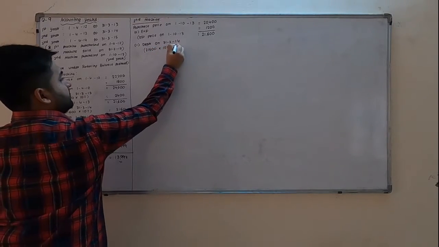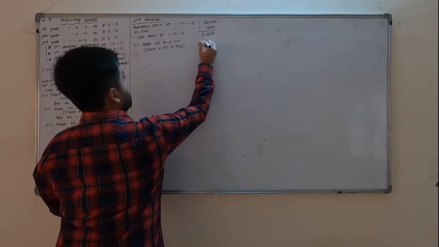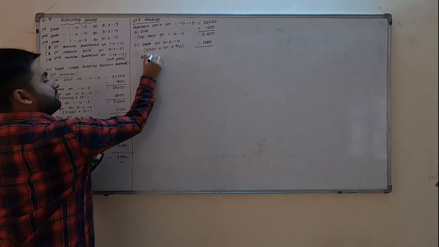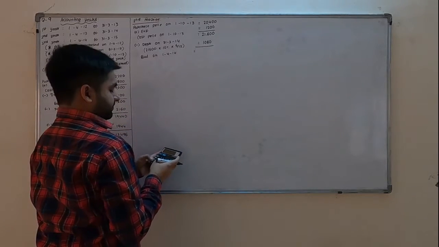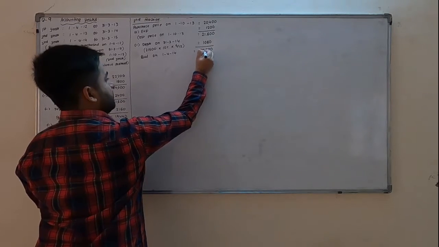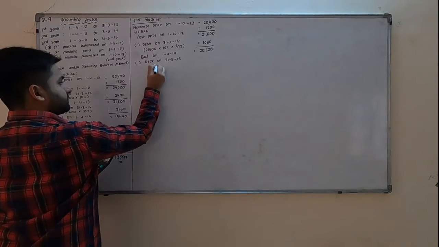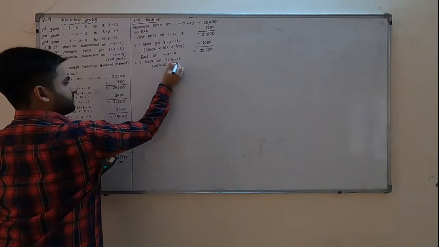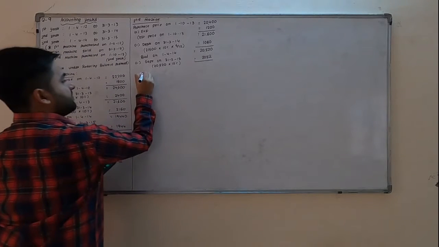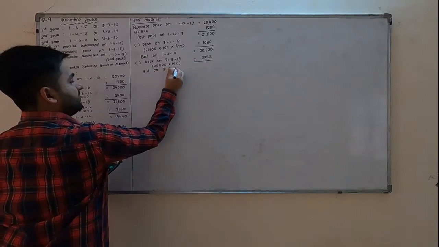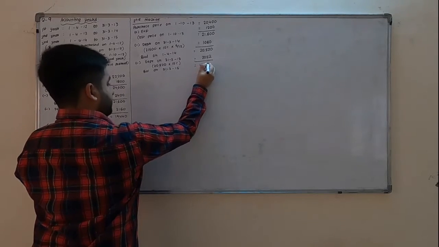21,600 into 10% into 6 upon 12. So 21,600 into 10% into 6 upon 12 is 1,080. So balance on 1,440 is rupees 20,520. Again minus depreciation on the last week, but this machine is not sold. So 20,520 multiplied by 10% is 2,052. So finally the balance will be there. Balance on 31,315 will be 2,520 minus 2,052 is 18,468.